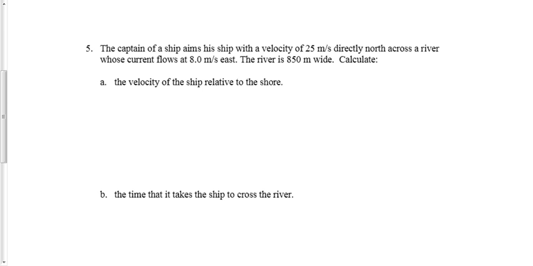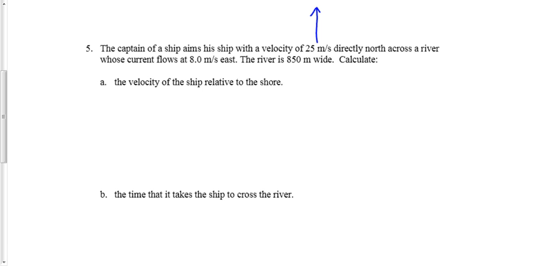Question 5 says, the captain of a ship aims his ship with a velocity of 25 meters per second directly north across a river whose current flows at 8 meters per second to the east. The river is 850 meters wide, and we want to find a couple of things. We're not going to worry right now about what we want to find. We're going to worry right now about what we have. So what do we have? We're aiming a ship across a river at 25 meters per second. Is that a solid line vector or a dotted line vector? Does that contribute to where we go, or is that where we go? Yep. That's going to contribute to where we go. So we're going to draw that as a solid line vector to the north.